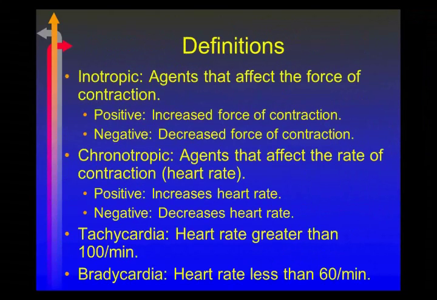Okay, some of this should be a review to you because we've talked about this in 1050. You should know what an inotropic agent is. It has to do with force of contraction. Positive will increase it, negative will decrease it. Chronotropic has to do with rate. Chronos, time. So a positive chronotrope will speed up the heart rate. A negative chronotrope will slow it down.